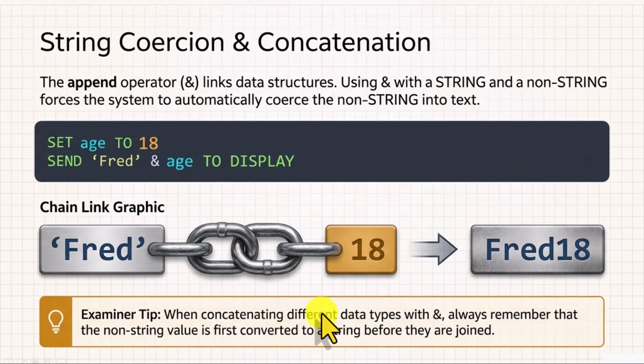So when concatenating different data types with the ampersand, always remember that the non-string value is first converted to a string before they are joined. So 18 will be converted to a string, then the two strings will be joined together.